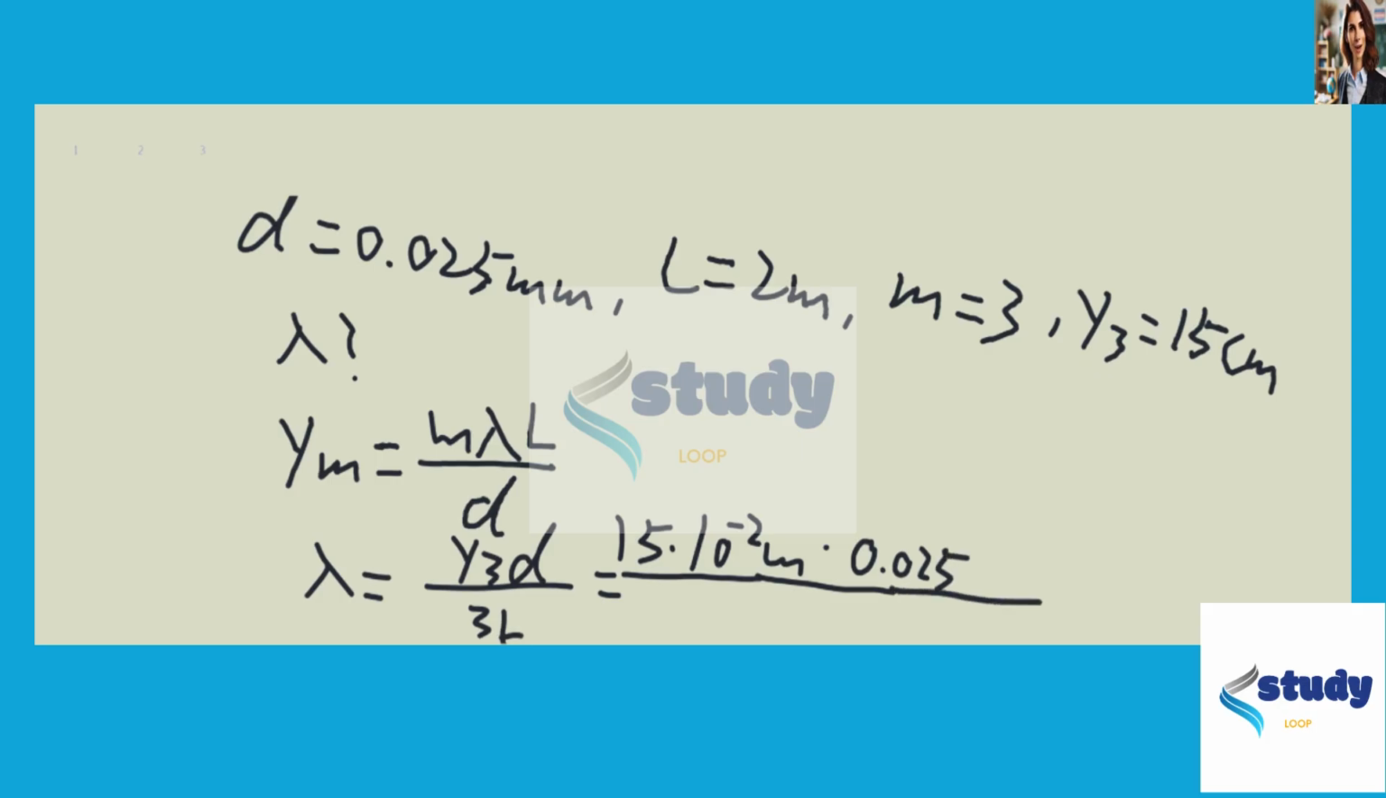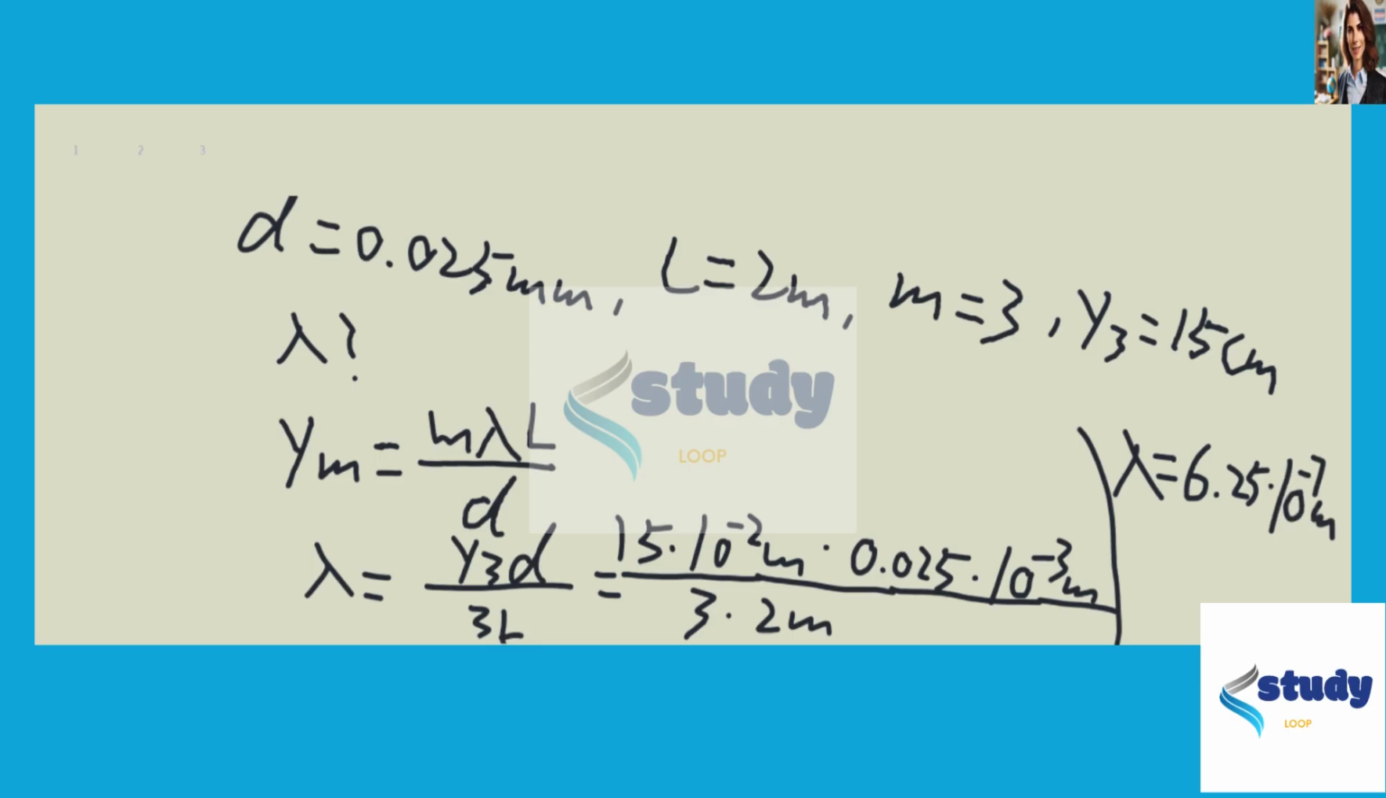d is 0.025 times 10 to the negative 3 meter, divided by 3 times 2 meter. And eventually we'll get lambda equal to 6.25 times 10 to the negative 7 meter, which is lambda equal to 625 nanometer. It's because 1 nanometer is equal to 10 to the negative 9 meters. So that's what we got.